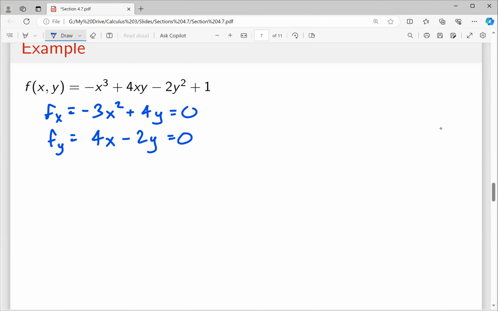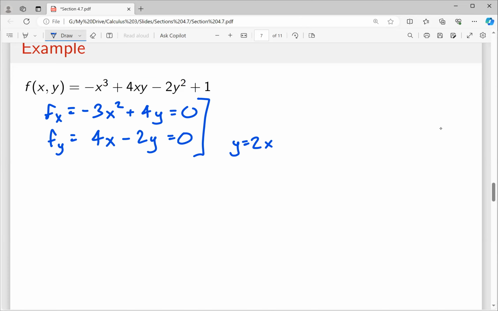In this case, we've got one of them that is pretty simple and one of them that is quadratic. When we have a simple and then a quadratic, the best thing to do is solve for x or y here and then substitute in, because we want these both to be true together. So in this case, y equals 2x.